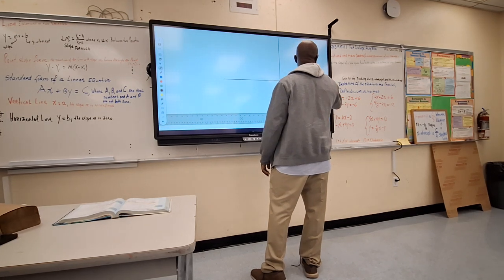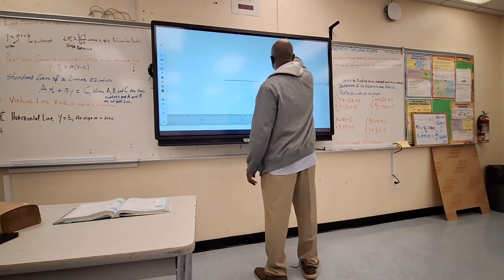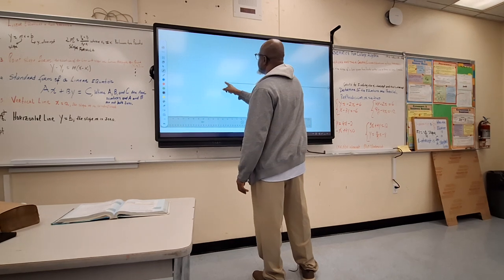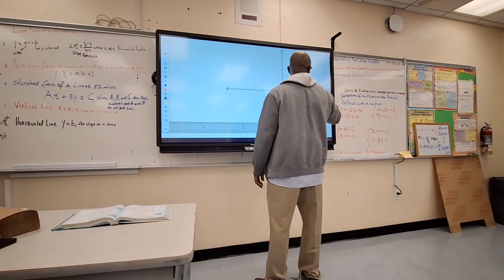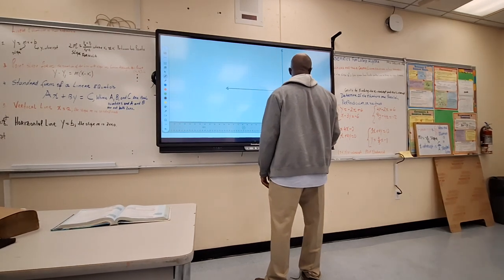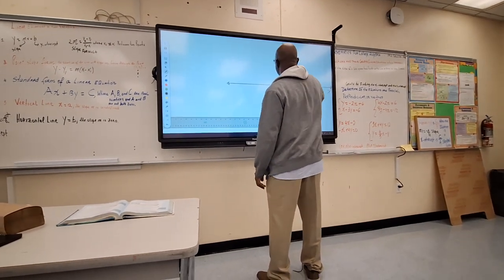This is my grid, coordinate grid. That's where I'm going to plot my x-intercept and my y-intercept. They go either to the left or to the right for the x, up or down for the y.